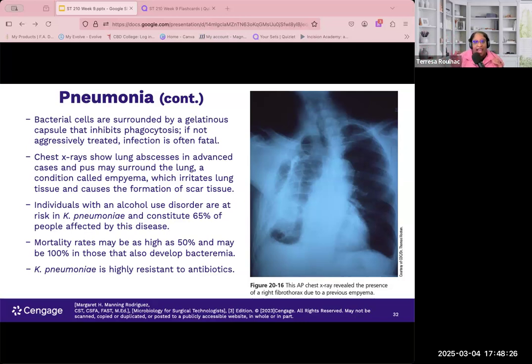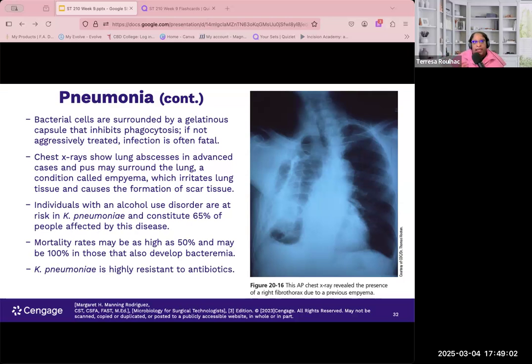You have gelatinous capsules that make it harder for the immune system to fight it because it's trying to fight against a hard surface, all right? If not treated aggressively, unfortunately, this can be fatal. So we get our chest x-rays. We are able to see the lung abscesses. There's going to be pus that could potentially be surrounding the lung, and that is a condition called empyema. Empyema irritates lung tissue, and that's where they start to get scar tissue formation.